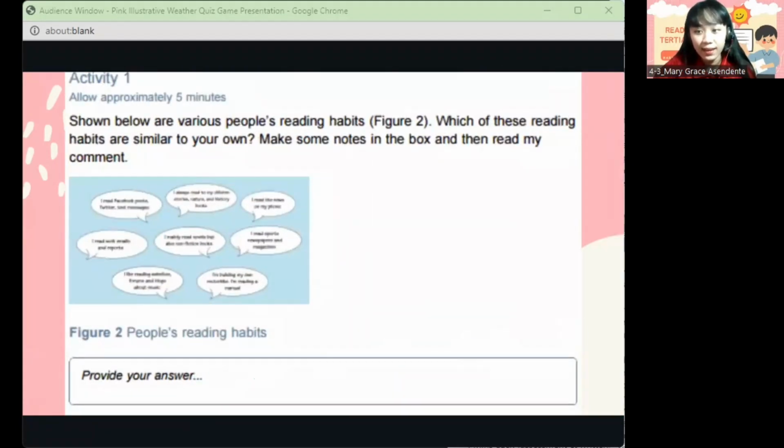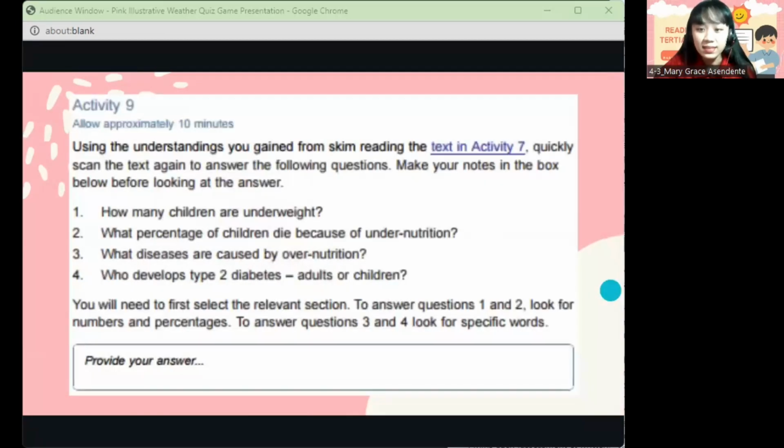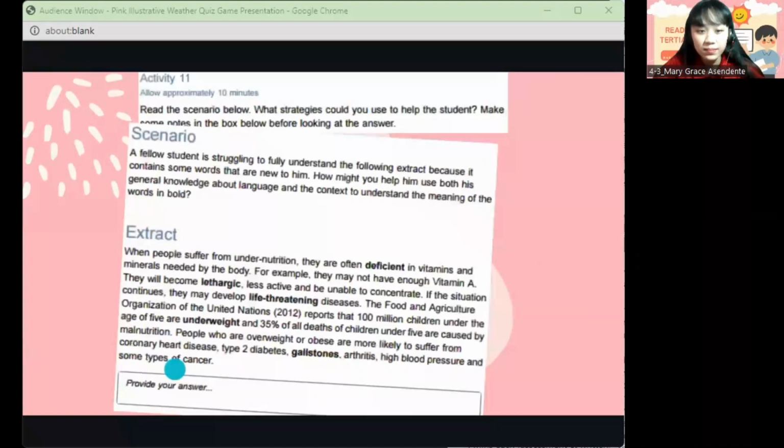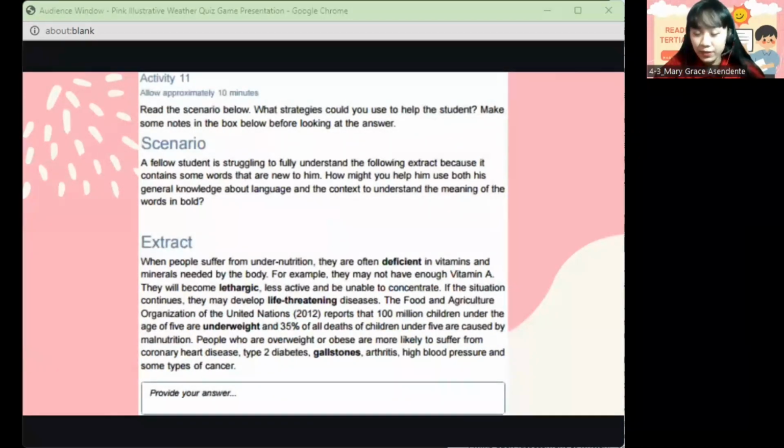Activities 1, 9, and 11 are identification activities. Activity 1 requires the students to list their same reading habits from the figure presented. Next is Activity 9, which provides questions wherein the students need to identify what is being asked. While Activity 11 requires the students to state their reading strategies.